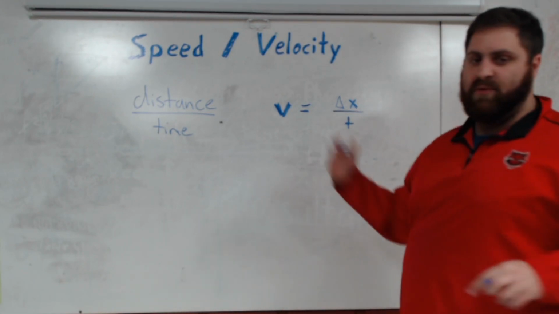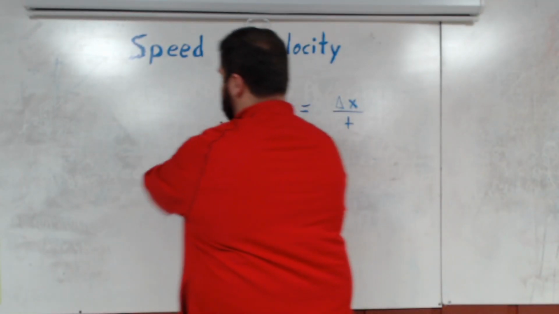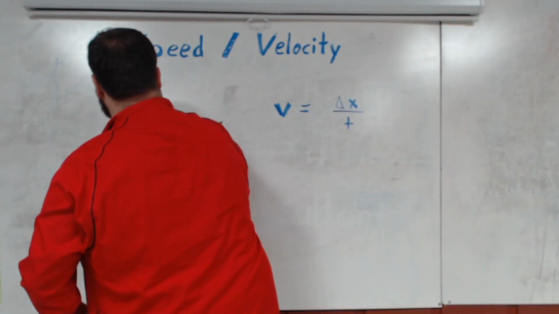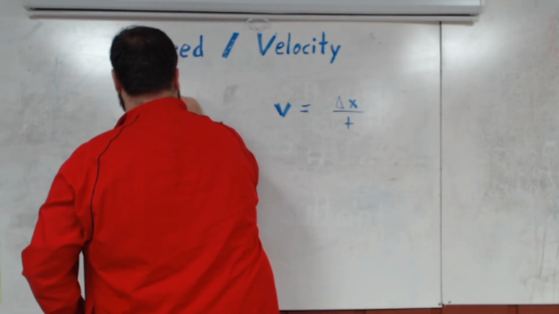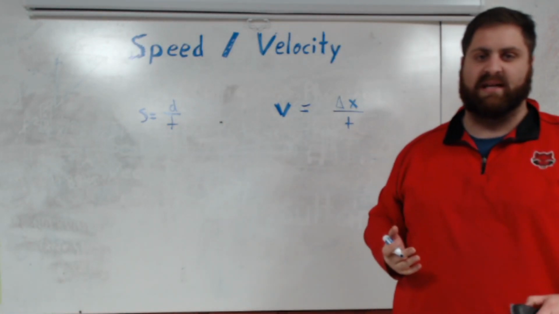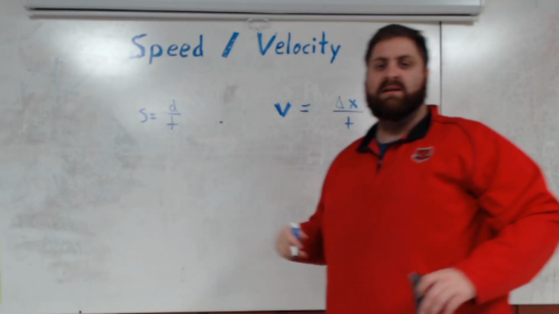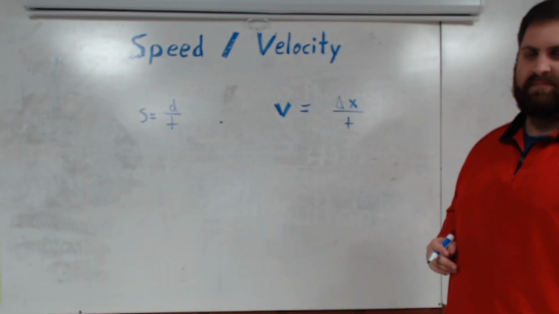If you wanted a formula for speed, speed we'll say is s, and s is equal to distance divided by time. Speed equals d over t. It's kind of hard to see on there. Speed, s, equals d over t. Speed equals distance over time.